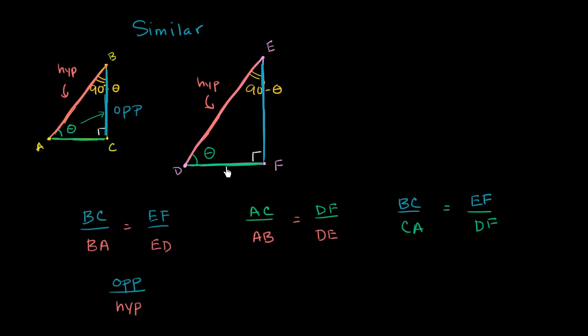Well, these are adjacent to it. They're one of the two sides that make up this angle that is not the hypotenuse. So this we can view as the ratio in either of these triangles between the adjacent side and the hypotenuse. This is opposite angle B, but we're only thinking about angle A right here, or the angle that measures theta, or angle D right over here. Relative to angle A, AC is adjacent. Relative to angle D, DF is adjacent. So this ratio right over here is the adjacent over the hypotenuse. And it's going to be the same for any right triangle that has an angle theta in it.